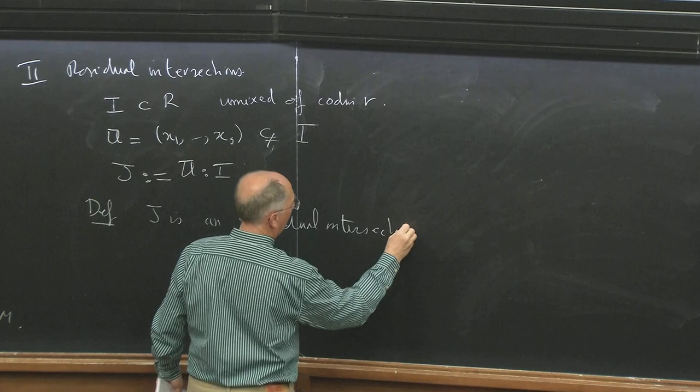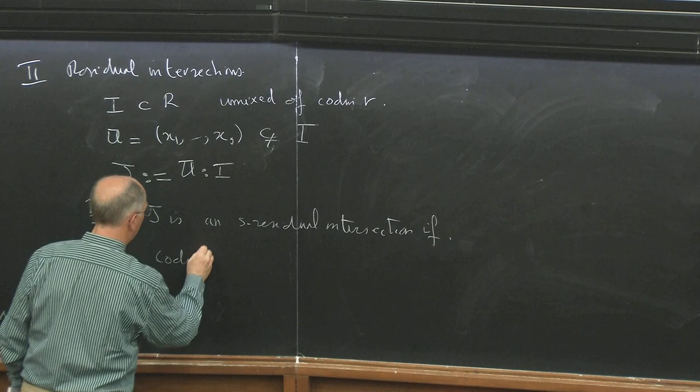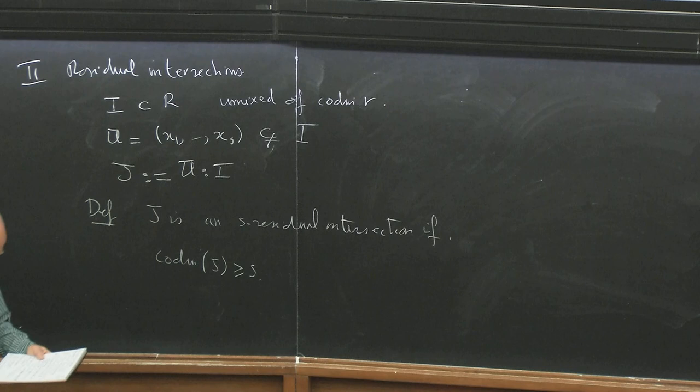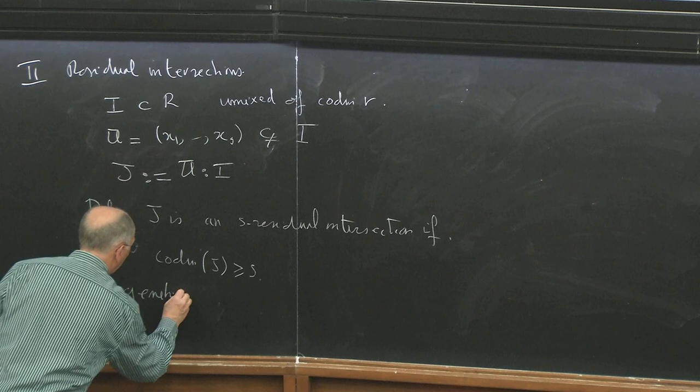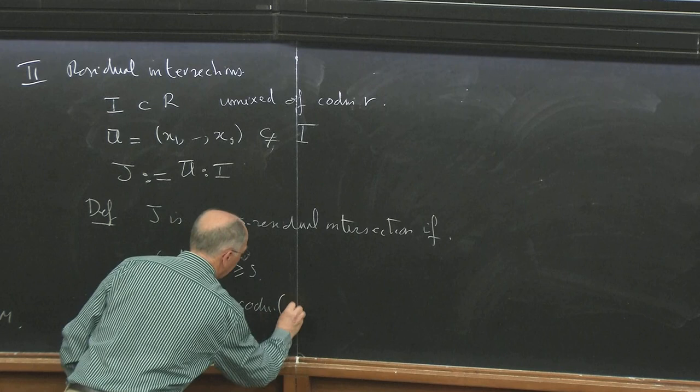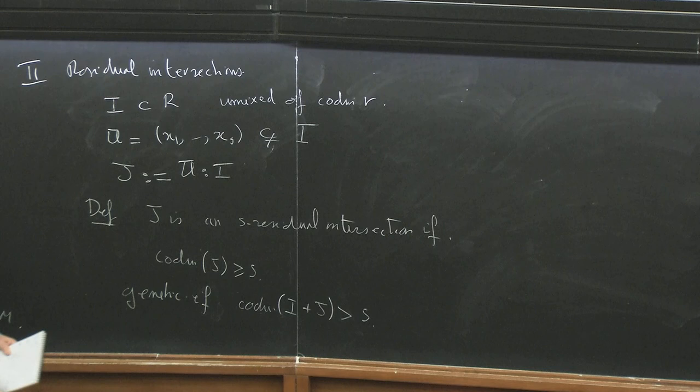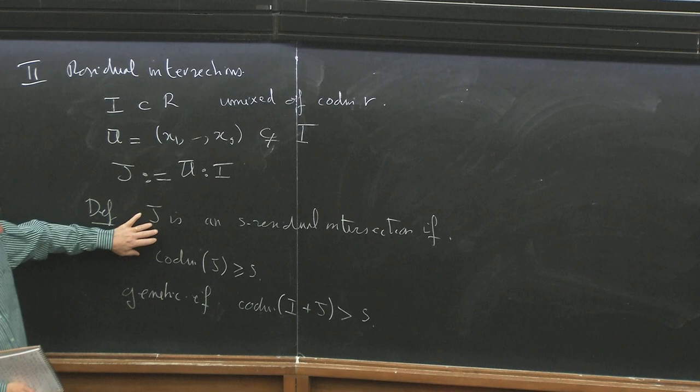If the codimension of J is at least S, okay, and it is geometric if further you have that the codimension, same thing, of I plus J is strictly bigger than S. Okay, it means that no associated prime of J contains I.